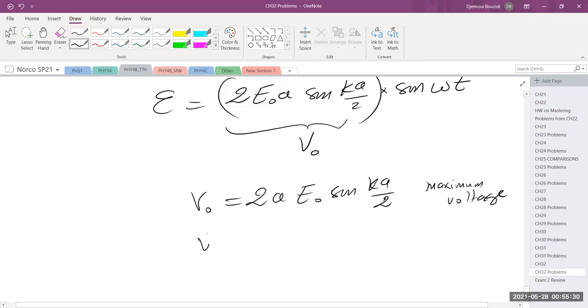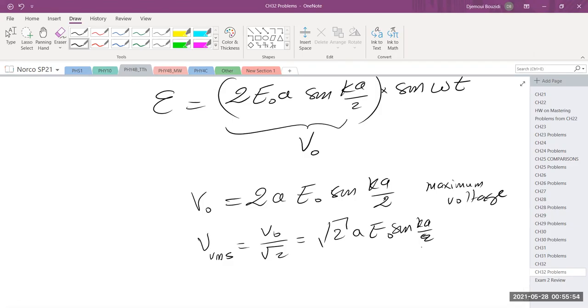The RMS, V RMS, is V naught over square root of 2, and that will become just square root of 2, because 2 and square root of 2 cancel, A E naught sine of Ka over 2. So if we ever need that, we have it, okay? So then we have everything in here for this problem.